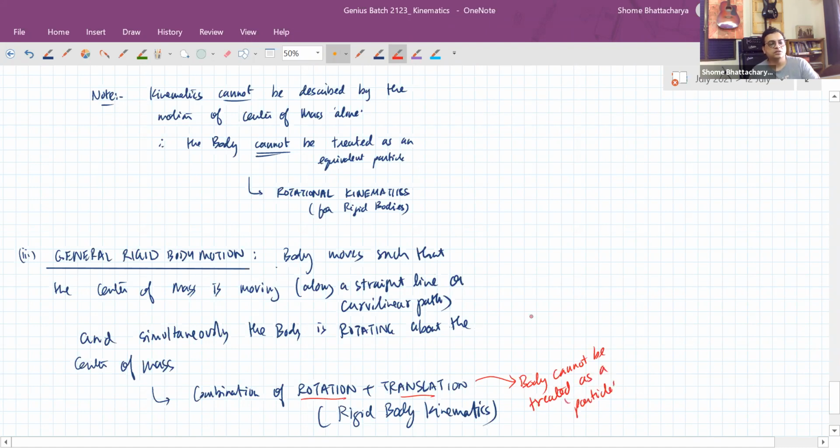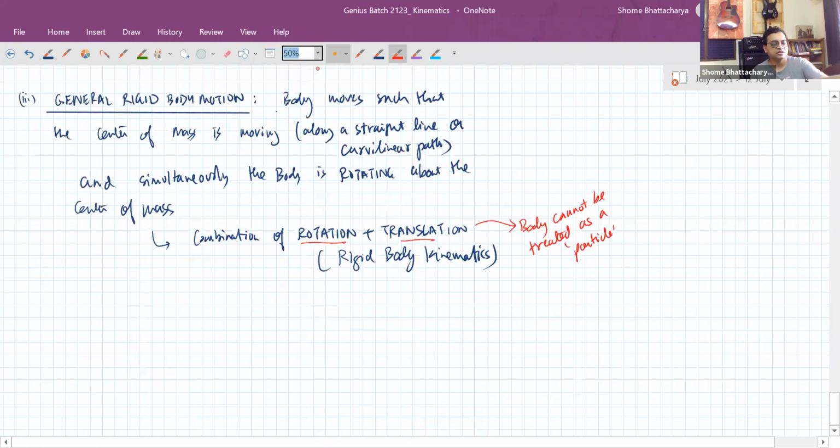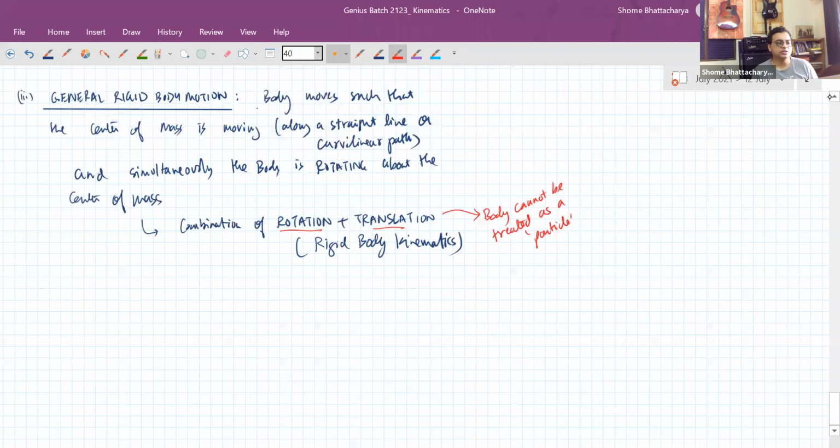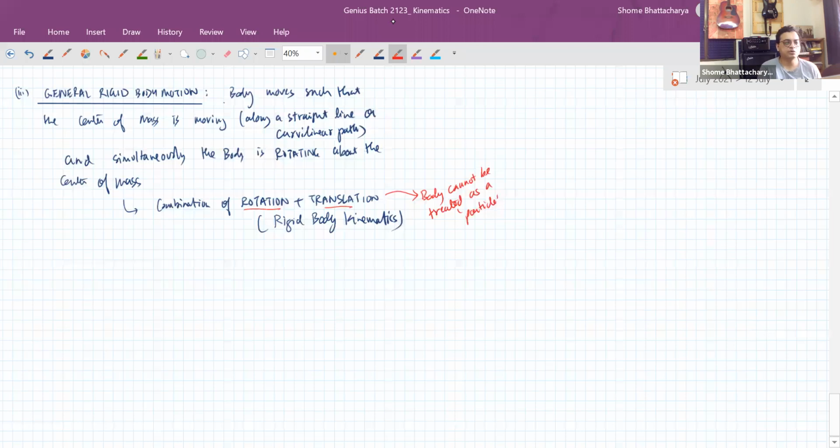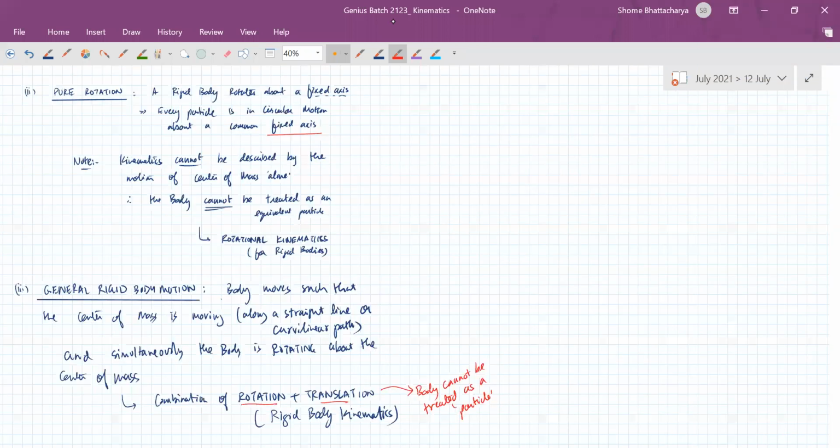So out of the three categories, pure translation, pure rotation, and general rigid body motion, which is a combination of rotation and translation, it is only in the first case, that is pure translation, that we can treat the entire rigid body like a particle and apply what is called particle kinematics. However, that is the simpler of the three, and that is why we will start our study of motion with the first one, that is particle kinematics.